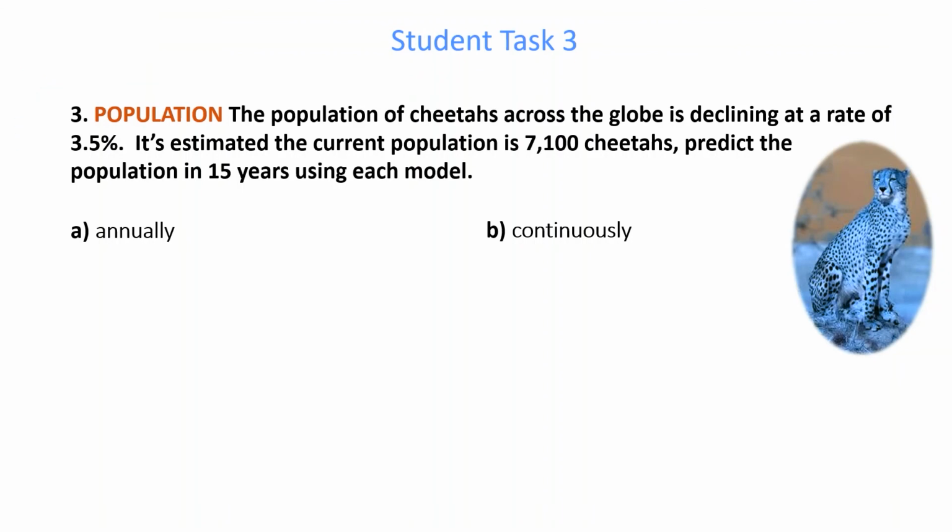Now it's your turn to answer this similar question. So pause the video before I reveal the answers. So the answers are the following.